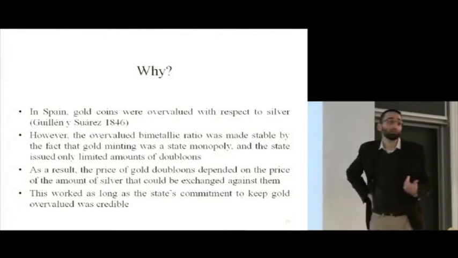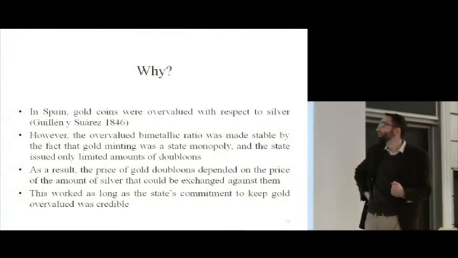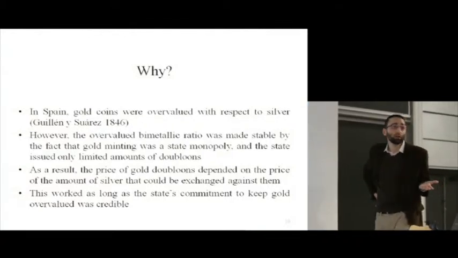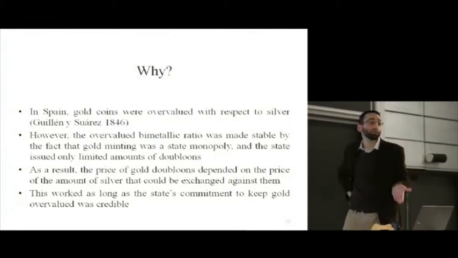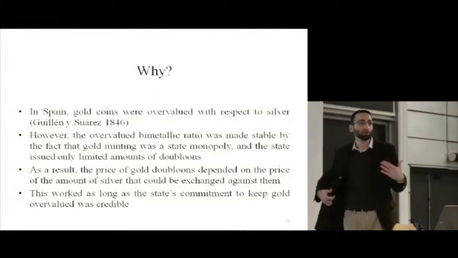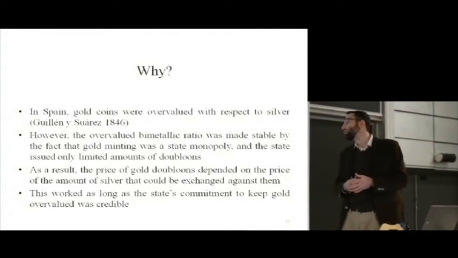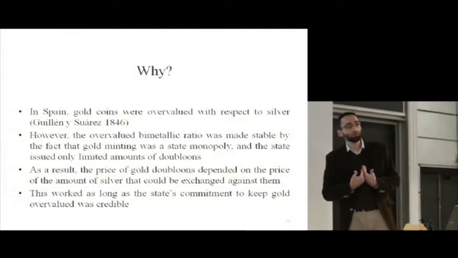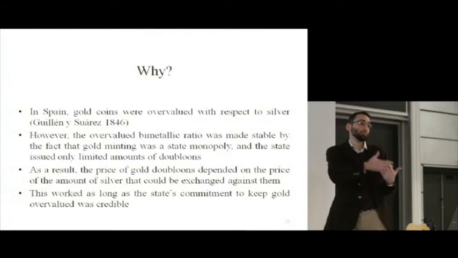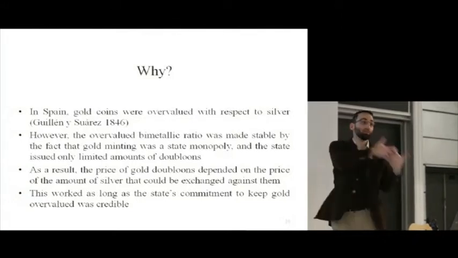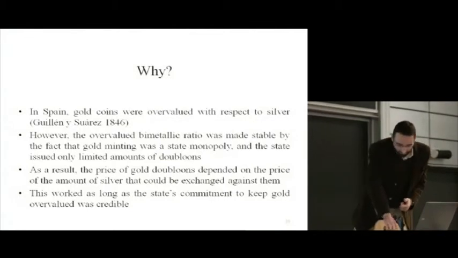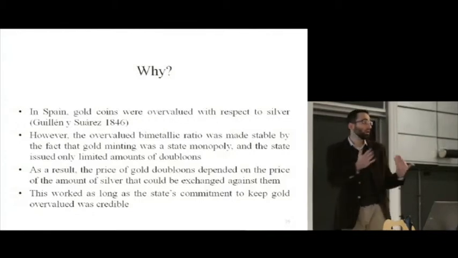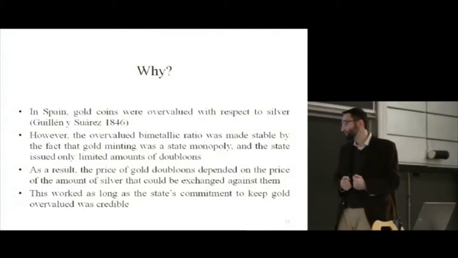In fact, the reason why this was possible and sustainable is that gold minting was a state monopoly. So you had rationing, basically, because the state was not overissuing this kind of mint, even if it was overvalued. So the supply of this coin was very limited. As a result, the price of the gold doubloon was not given by its gold content, but by the silver content that could be exchanged against it. And this works as long as the state's commitment to keep gold convertible at that price of silver was credible.